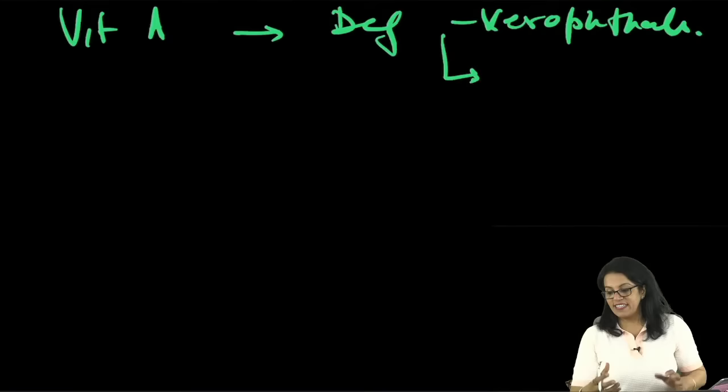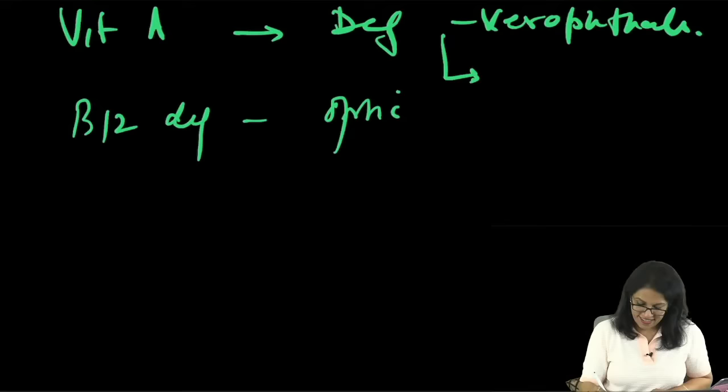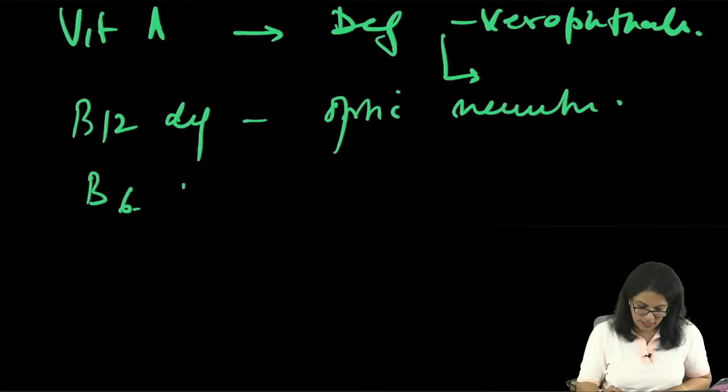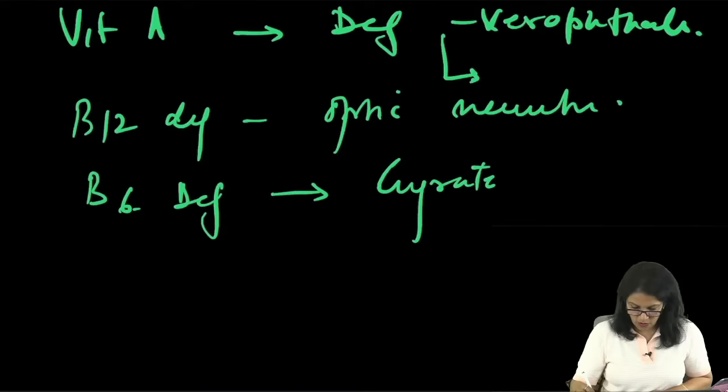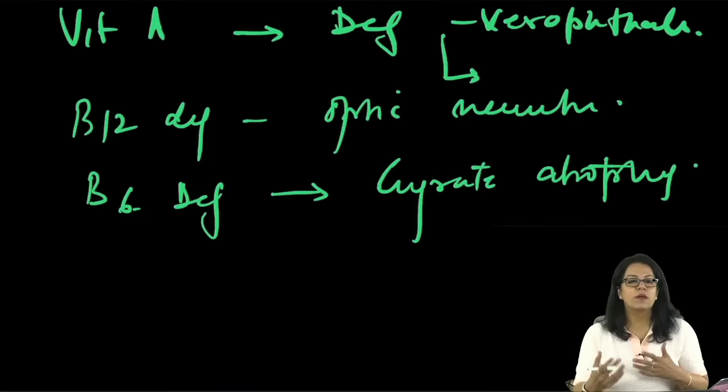Chalo, vitamin A deficiency ye ho gaya. Ab batao, B12 deficiency will lead to what? Optic neuritis. Isn't it? Let's learn it. B6 deficiency is causing gyrate atrophy. You have learned it is a choroidal dystrophy. Gyrate atrophy is due to deficiency of which enzyme? Ornithine aminotransferase, deficiency of this enzyme. So B6 acts as a cofactor of this enzyme. Okay? And of course, vitamin C deficiency can lead to subconjunctival hemorrhages. So we will remember these are important.